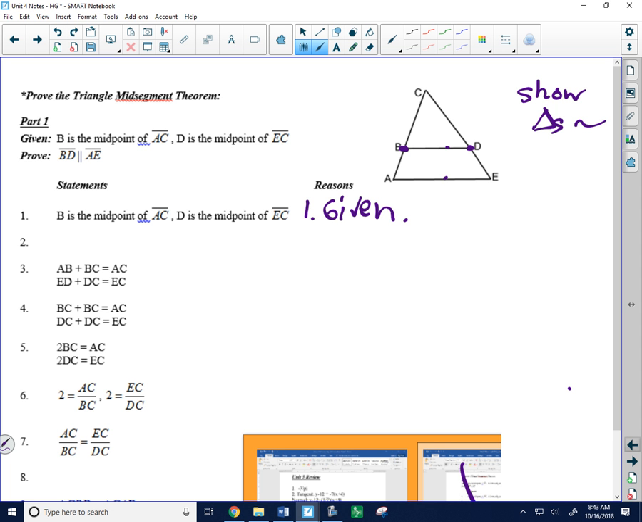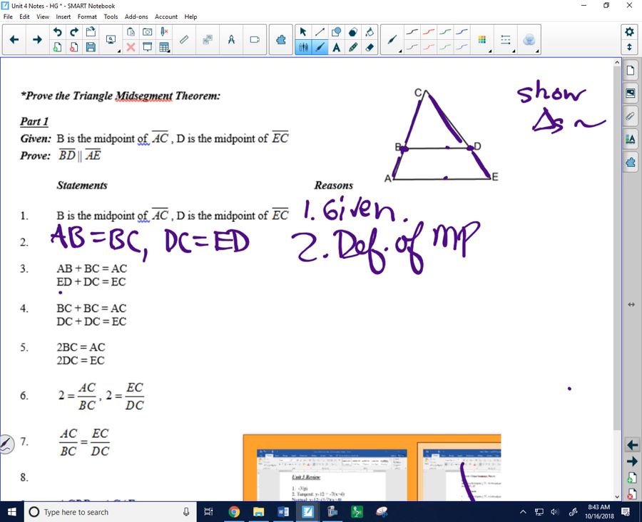Okay, so let's write in most of the reasons here. B is the midpoint of AC. D is the midpoint of BC. So what I'm going to do first, since that's a midpoint, I know that this length and this length are equal. So I'm going to write AB equals BC. Since D is the midpoint, I know DC equals ED. I'm just trying to match it up with what I did here. Midpoint means right in the middle. This is the definition of midpoint. The midpoint theorem says the segments are congruent; this is just saying they're equal. So we got those two segments equal.